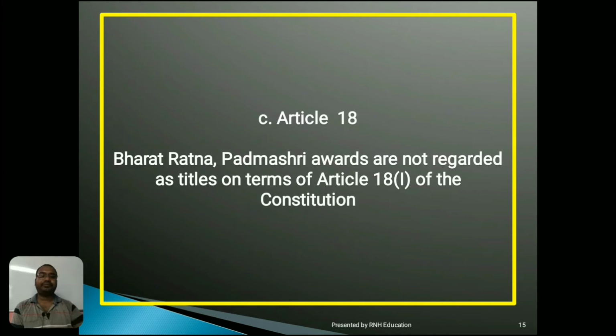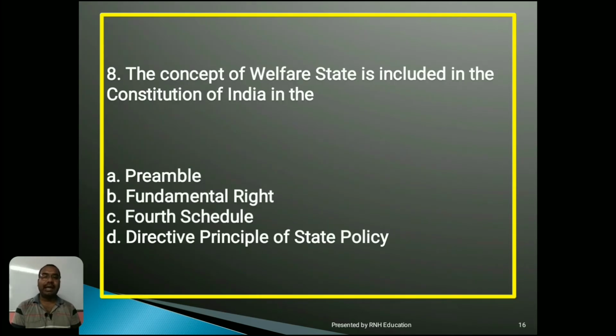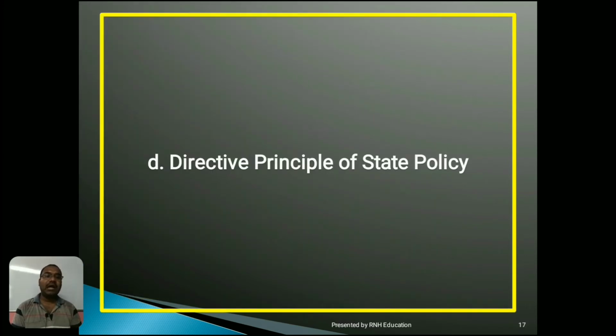Going to next question. Next question, that is question number 8. The concept of welfare state is included in the Constitution of India in the, options are A, preamble, B, fundamental right, option C, fourth schedule, and option D, directive principle of state policy. Going to the answer. The answer is option D, that is the DPSP, Directive Principle of State Policy.